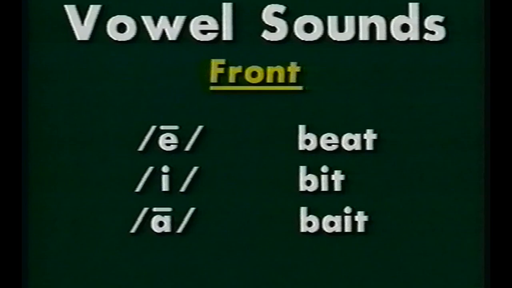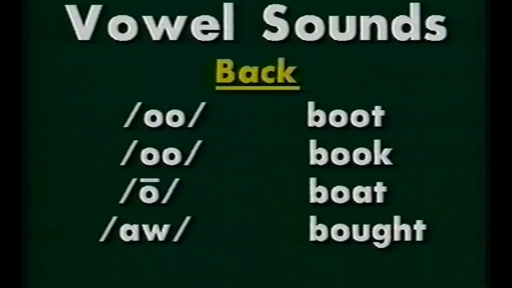In English, some vowel sounds are produced in the front of the mouth. E as in beat, I as in bit, A as in bait, E as in bet. The vowel sounds produced in the back of the mouth are oo as in boot, oo as in book, o as in boat, aw as in bought, and ah as in olive. Our lips are unrounded when making front vowel sounds, e, eh. Our lips are rounded when making back vowel sounds, oo.